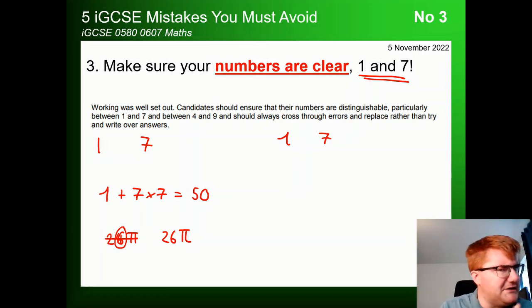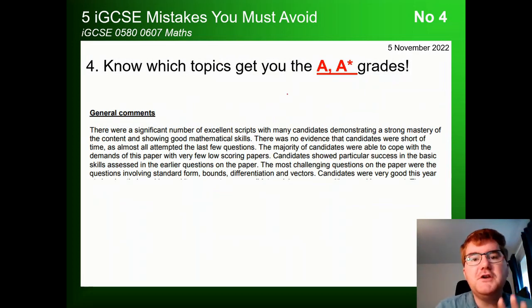So there's a couple of points actually within question 3 here. 1s and 7s, watch out, do not mix those up. And if you are going to make a small mistake as you're writing, just cross it out and then write the whole expression again. Number 4 is to know which topics get you the very top grades.